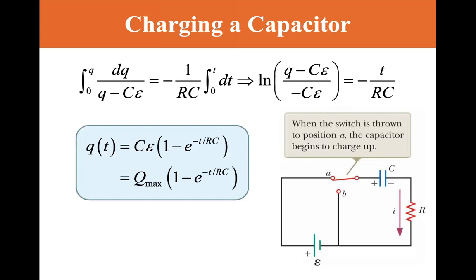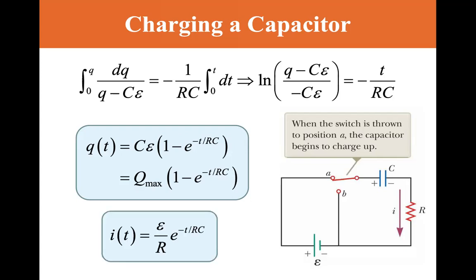Which gives you, by the definition of the natural log, Q of t is equal to the capacitance times the voltage times 1 minus e to the minus t divided by RC. And the maximum charge, C times the voltage, is Q max. So Q of t is equal to Q max times 1 minus e to the minus t over RC, where RC is the time constant, tau.